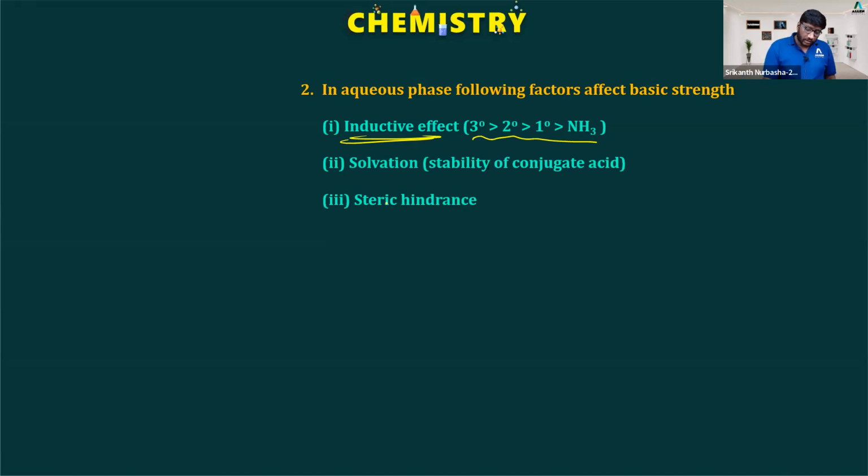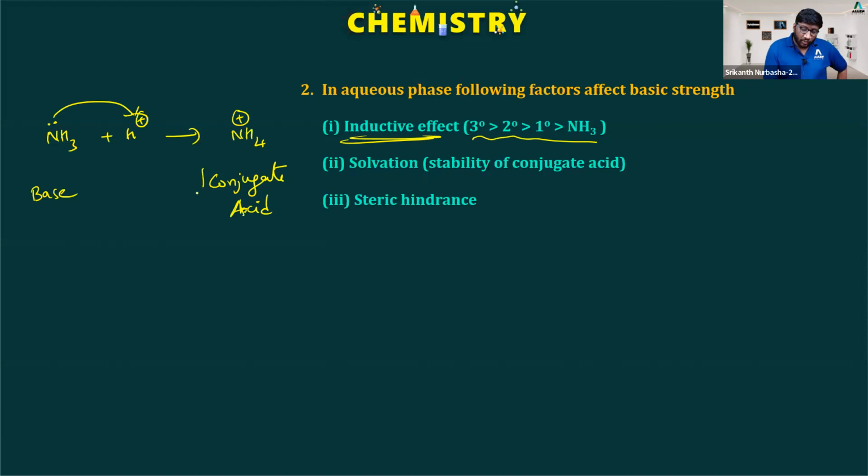Like how ammonia, if you take ammonia, the lone pair of electrons are there in ammonia. They attack H plus ions. If the lone pair of electrons on nitrogen attacks H plus ions, it forms NH4 plus. So if NH3 is a base, NH4 plus is a conjugate acid.